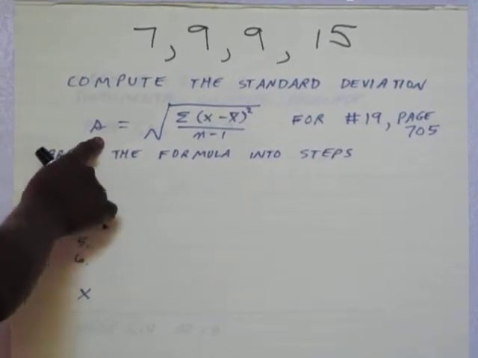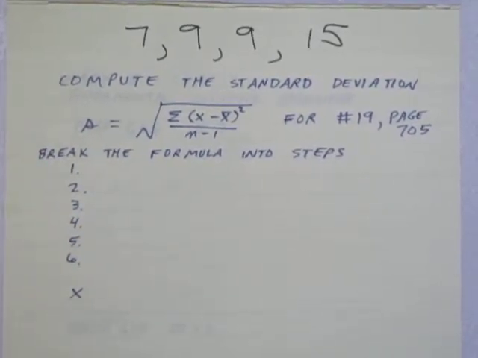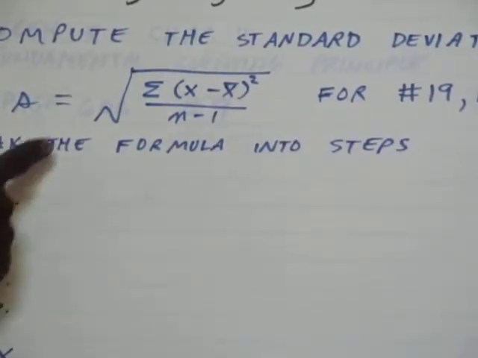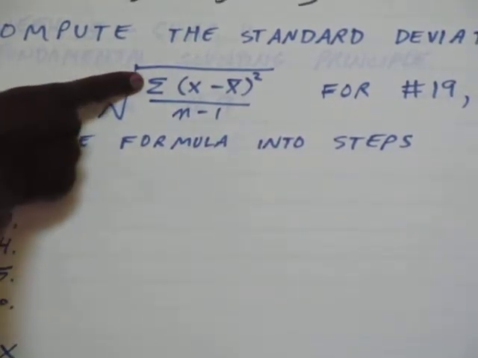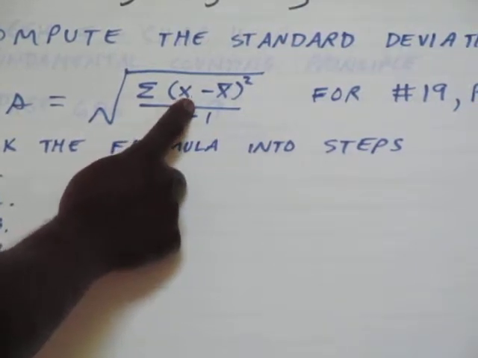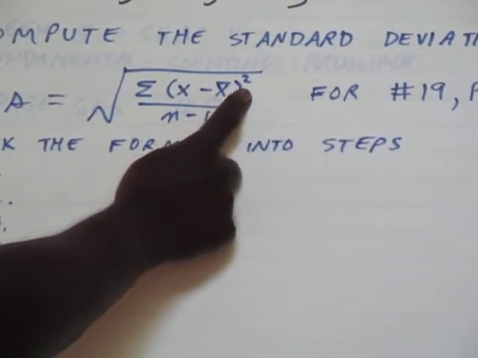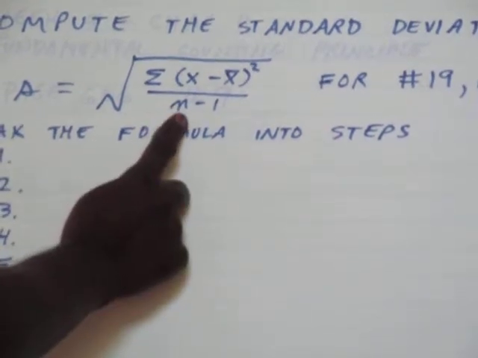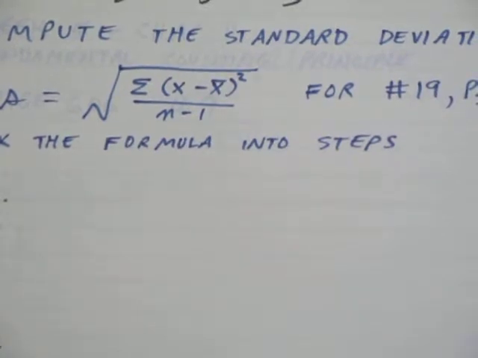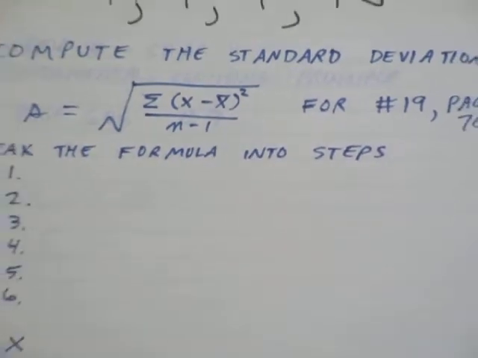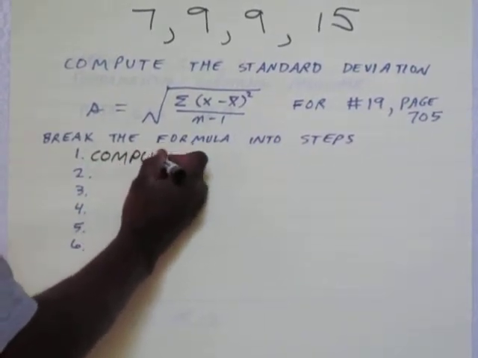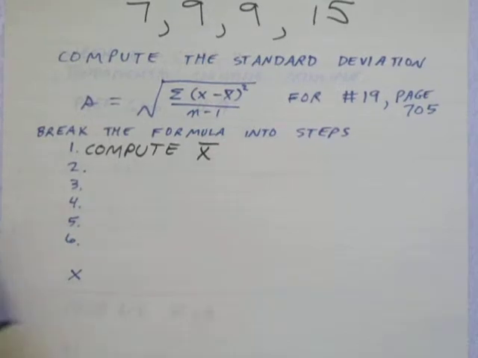Now the formula, S stands for standard deviation. The formula looks a little complex, but we're going to break it down into steps. It's the square root of the sum of the squared deviations, that is x minus the mean x bar squared, divided by n minus 1, where n is the number of values in our list. So the first thing we're going to do is compute x bar, compute the mean.